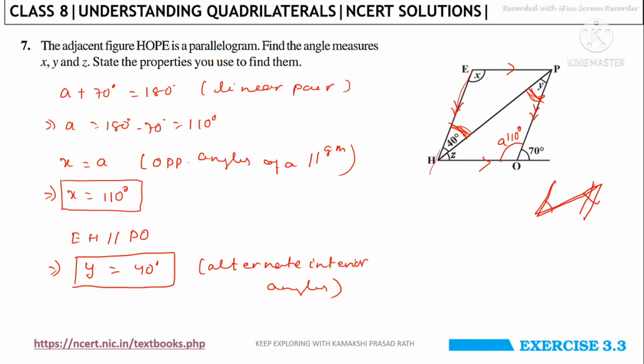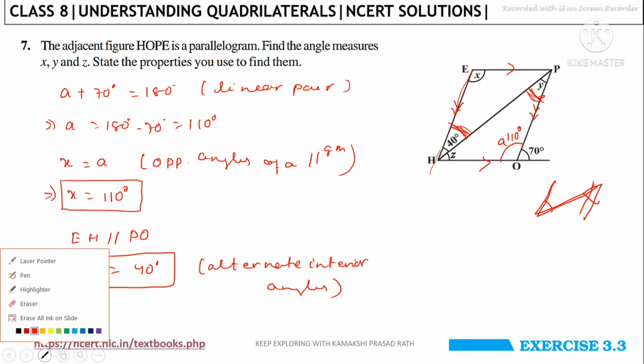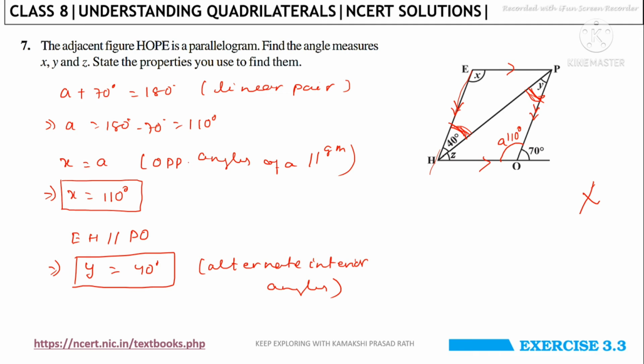Now the next thing left is z. There are many ways of finding z. If you see in the parallelogram, angle E and angle H are adjacent to each other. So here we know that adjacent angles are supplementary. So we can say angle E plus angle H equals 180 degrees.